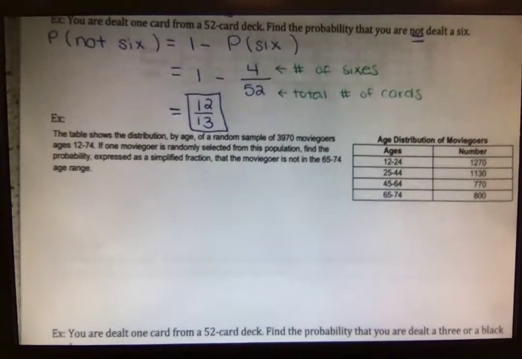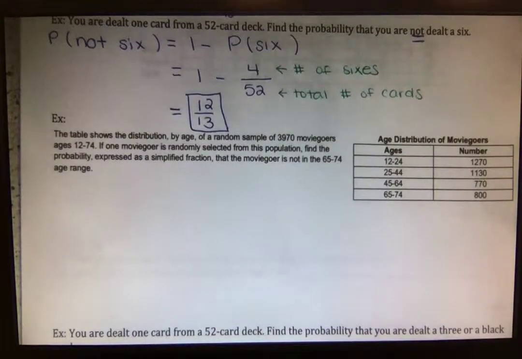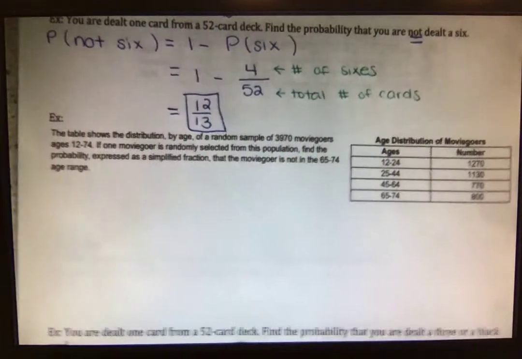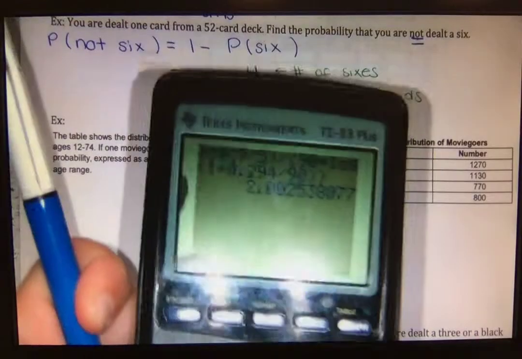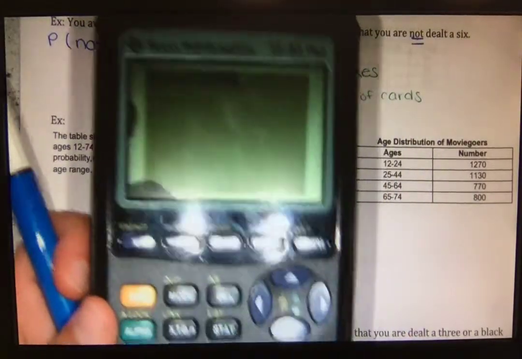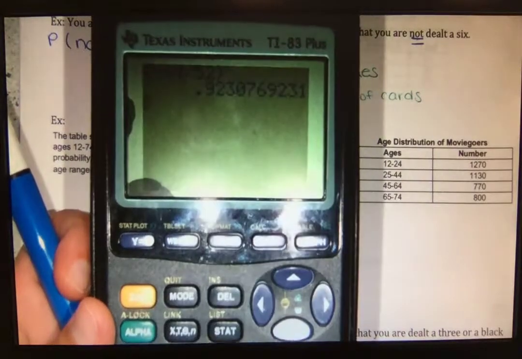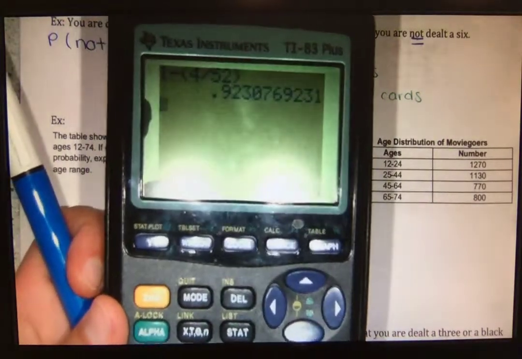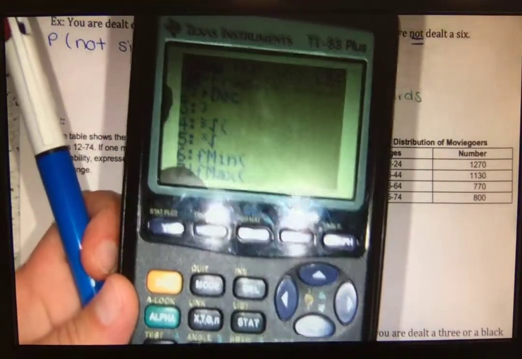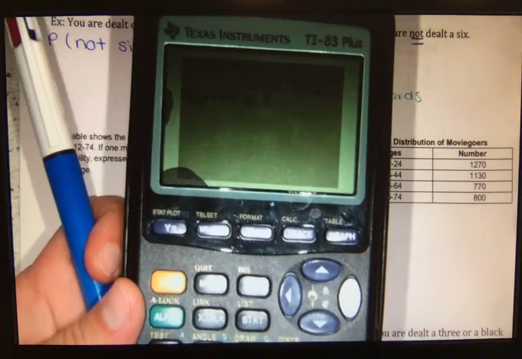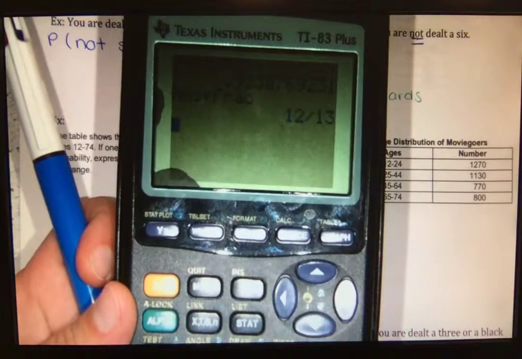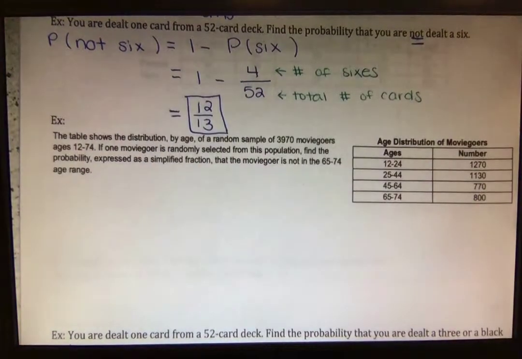Those of us who have a graphing calculator, same concept. So we have 1 minus 4 divided by 52, still in parentheses. We get that same decimal. Now we're going to hit the math button, this button right here. Into a fraction, press enter. Turning that decimal into a fraction, we still get 12 over 13. So either calculator works.